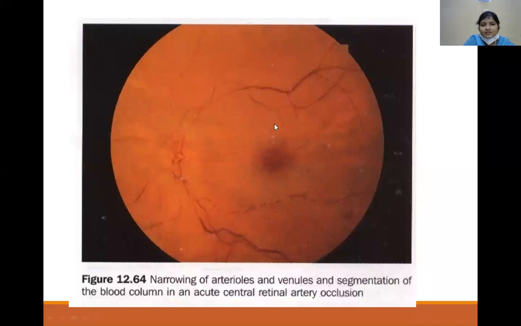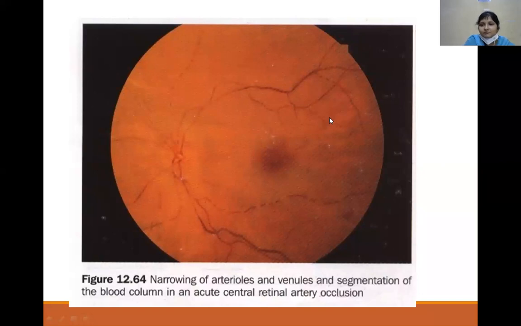And this is the late stage of central retinal artery occlusion. Here you can see in the veins there is segmentation of the blood. So that is called cattle truck appearance. Like a cattle truck moving on wet mud, there will be signs of the wheel left behind, tracks of the wheel on the mud. Similarly, you can see tracking of the blood into segments in the veins. So this is called cattle truck appearance.